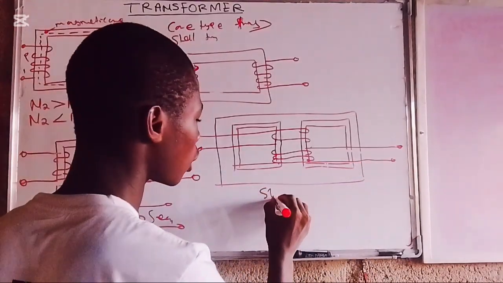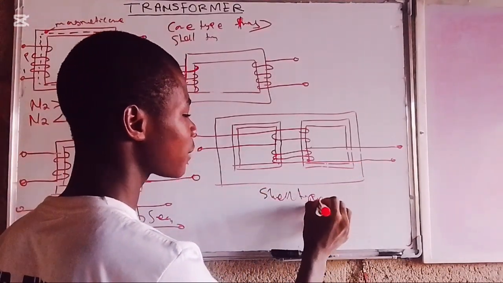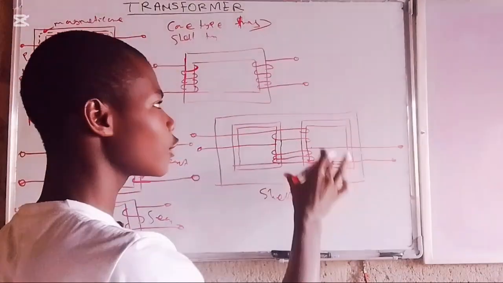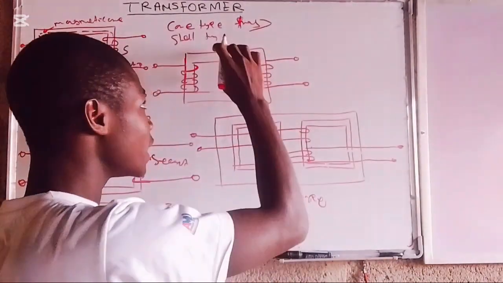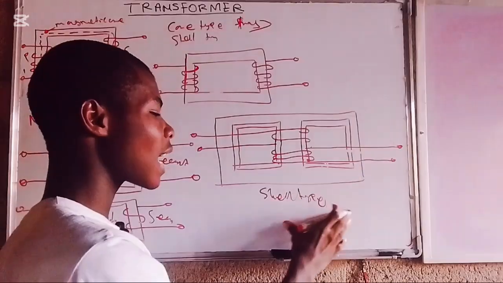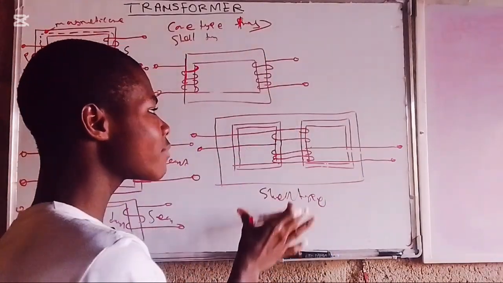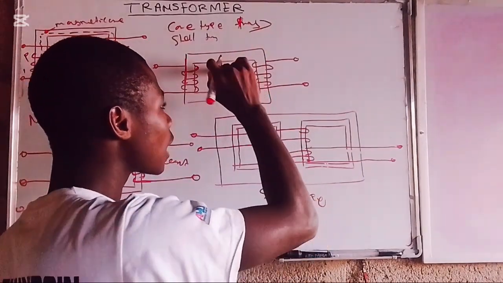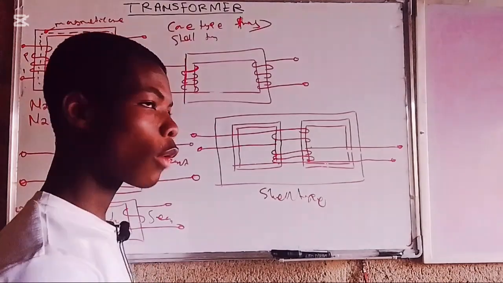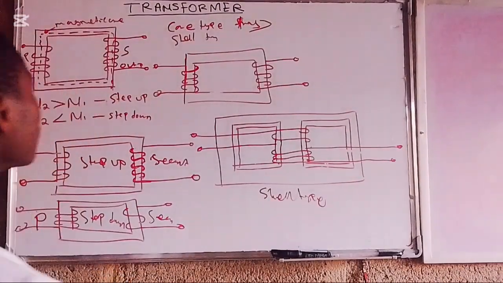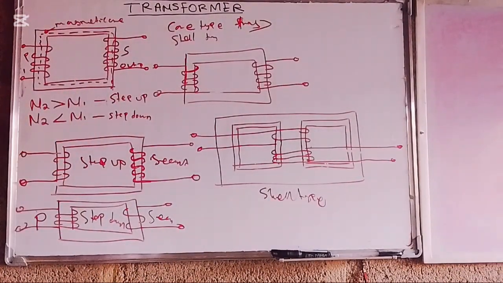So this is what we call the shell type transformer. It has two magnetic circuits. The magnetic circuit is not the same. It has a single magnetic circuit, it has a double magnetic circuit, and also the limbs of the transformer are not the same. So therefore, this is all on the introduction to transformers.